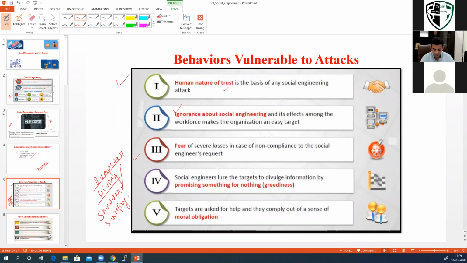And last but not the least, there should be a sense of moral obligation. Okay, that I am taking my own responsibility, I will not be doing this kind of attack. So these are some of the things that we will be discussing. But these are the two terms which we will discuss in the upcoming slides related to social engineering attacks.